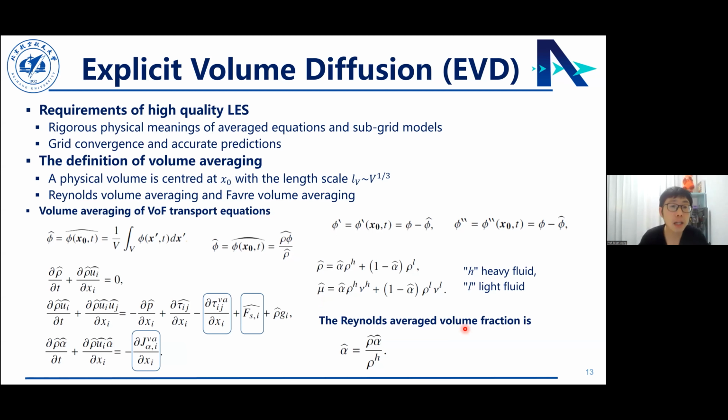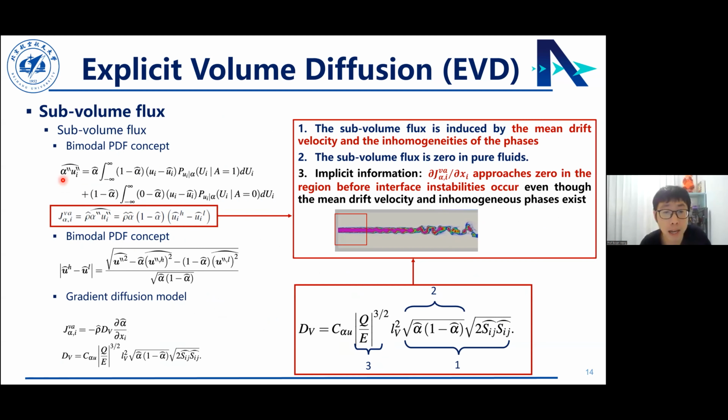Then we need to first close the sub-volume flux. We use a bimodal PDF concept to close it. Since we don't accept the turbulence filter, we separate the volume into a liquid part and a gas part. Then we will have the sub-volume flux equals the density times alpha times 1 minus alpha times the relative velocity of the two phases. Okay, this is very interesting. This equation is very, very interesting.